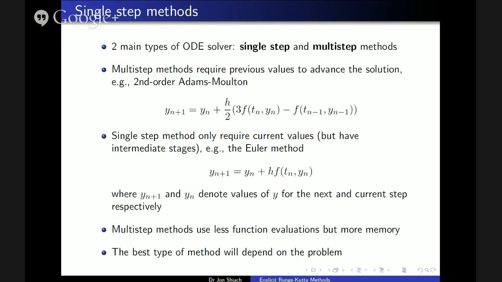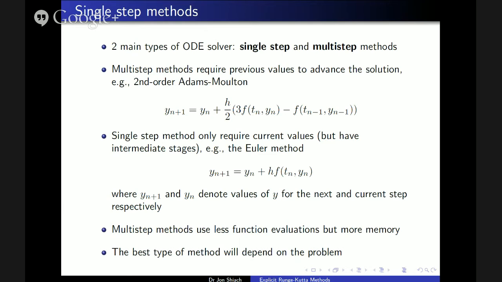Which one's best? Multi-step methods use fewer function evaluations, but require more memory. We have to remember all the previous values of y in order to calculate the next value. Single-step methods use more function evaluations, but we don't have to store as many things in memory. The best type of method will depend upon the problem. There's a little bit of a discussion about what the best type of method is. Nida thinks multi-step methods are better. I tend to think single-step methods are better, but it depends on what the problem is. But don't tell Nida that, by the way.